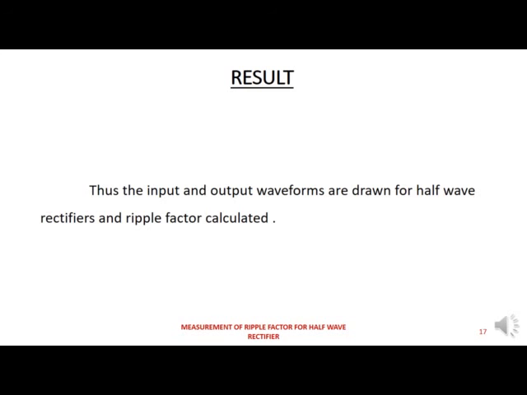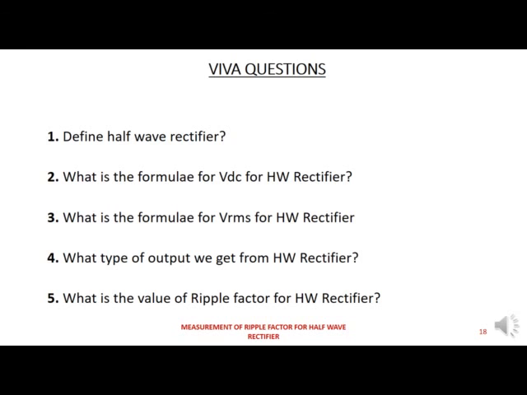Result: thus the input and output waveforms are drawn for the half-wave rectifier and the ripple factor calculated. Viva questions. Define half-wave rectifier. What is the formula for Vdc for a half-wave rectifier and Vrms for a half-wave rectifier? What type of output do we get from a half-wave rectifier, and what is the value of ripple factor for a half-wave rectifier?